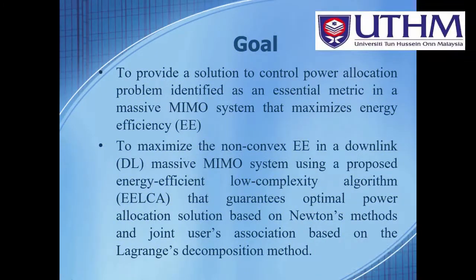The objective of this study paper is to provide a solution to control power allocation problems, identified as an essential metric in a massive multiple input, multiple output system that maximizes energy efficiency. And the second objective of this paper is to maximize the non-convex energy efficiency in a downlink massive multiple input, multiple output system using a proposed energy efficient low complexity algorithm that guarantees an optimal power allocation solution based on Newton's method and joint user association based on the Lagrange decomposition method.